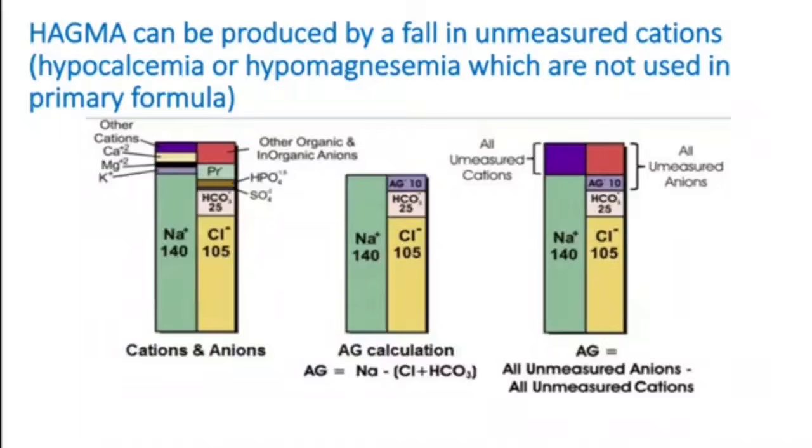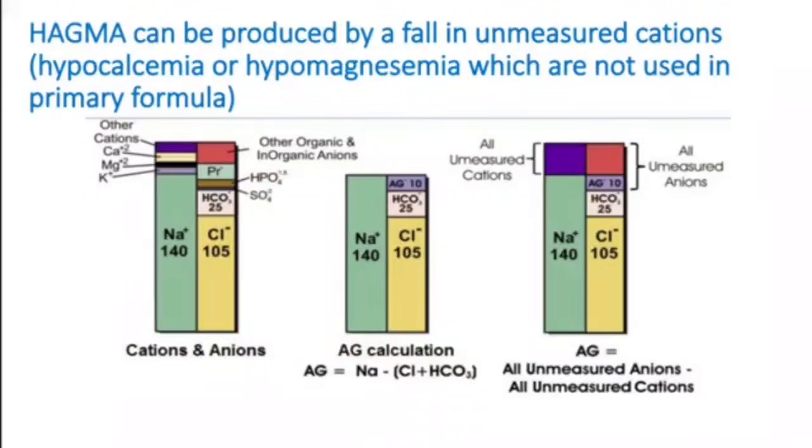HAGMA can be produced by a fall in unmeasured cations, that is hypocalcemia or hypomagnesemia, which are not used in the primary formula. So all these things should be taken care of. Whenever you have doubt, use more accurate formulas like what we explained. Otherwise, simple formulas in the emergency room will give an average diagnosis, but in critical care, you have to use more specific formulas for that condition.